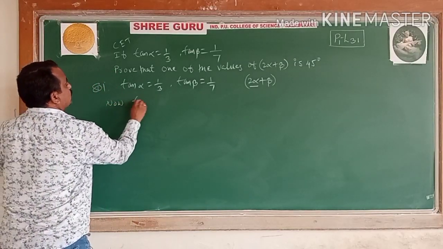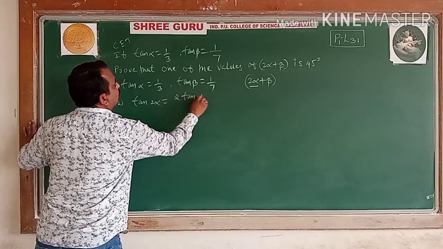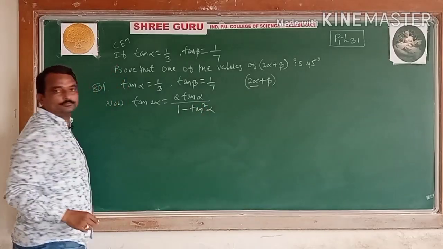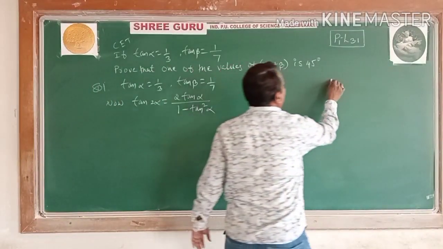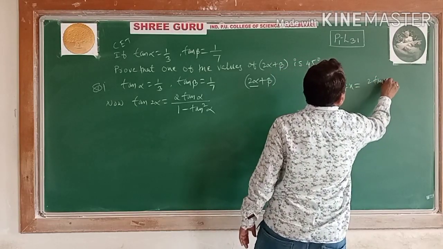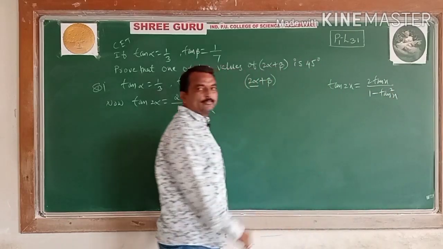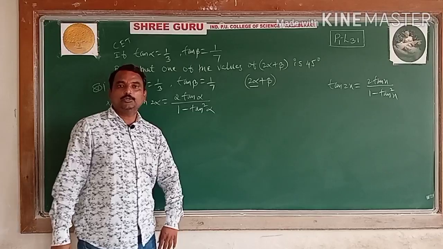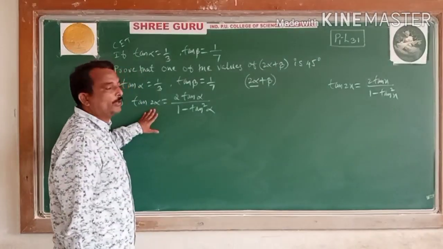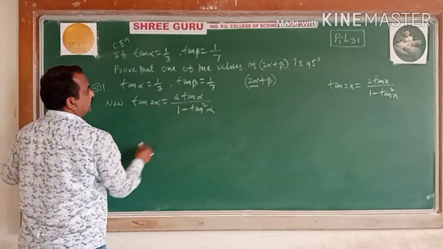Now tan 2 alpha is equal to, you know the formula very well, 2 tan alpha divided by 1 minus tan square alpha. Is it clear to all of you? You have calculated tan 2x equal to 2 tan x divided by 1 minus tan square x, and also 2x of sine, 2x of cos, cot. Tan 2 alpha first you have to calculate.